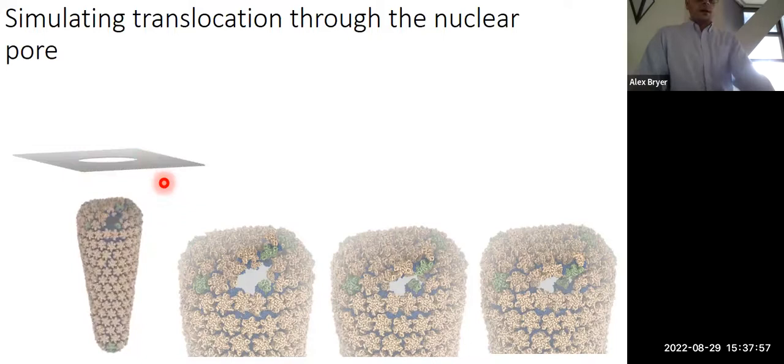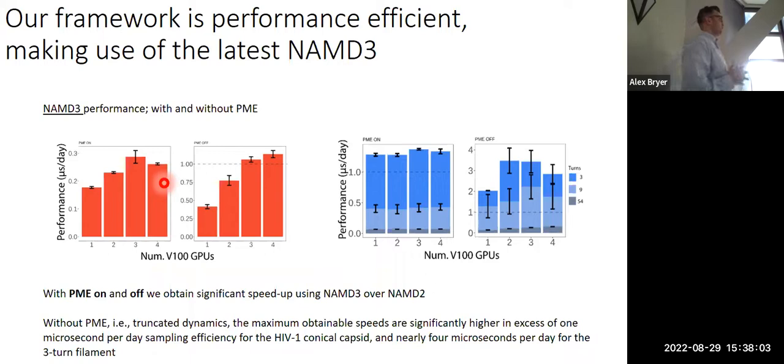And so, as I mentioned, we're really interested in this from a performance perspective. So I'll show you some V100 benchmarks here that we obtained with NAMD3. Depending on if we want to use PME for long-range electrostatics or not, we can exceed 1 microsecond per day performance for this system and for that active covalent system I showed you, different sizes, without PME. So using truncated dynamics, we actually recover scaling.